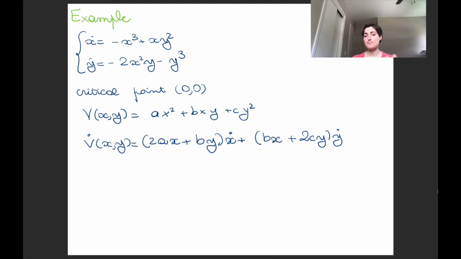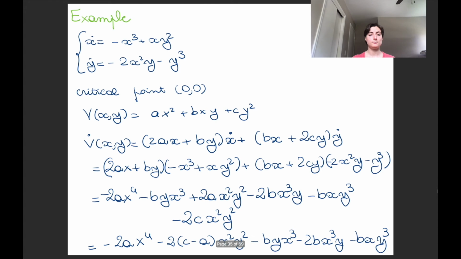And I'm going to change a, b, and c in such a way that I can define v dot to be a specific sign, either positive definite or negative definite. So I'm going to compute v dot. It's a bit cumbersome, but it's just derivatives of polynomials. So we retrieve that v dot has a bunch of terms that are definitely of which we know the sign. So we have minus 2a x to the fourth. X to the fourth is positive, so that block has a sign of minus a. And minus 2 times c minus a times x squared, that is positive, and y squared, that is positive.